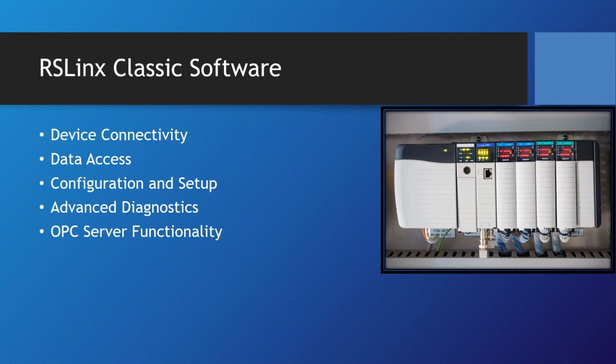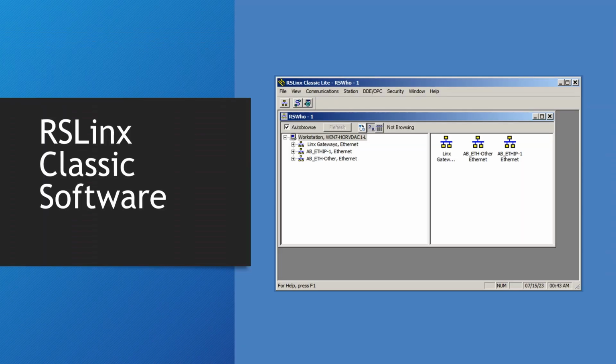RSLinx provides a user-friendly interface for configuring communication settings and establishing communications to devices. It allows users to define communication paths, set up communication drivers, specify device addresses, and manage network configurations. This flexibility enables users to adapt RSLinx to various network environments and device configurations. Next, I will be using RSLinx to show you how to configure a path for a device, browse the PLC backplane, and permanently set our IP address to our network module.